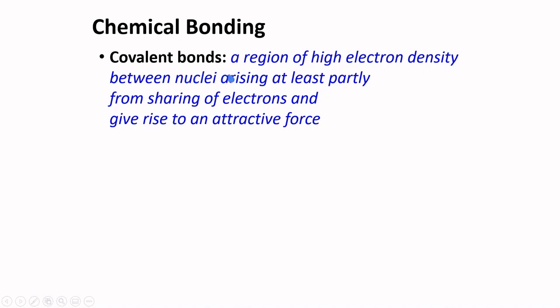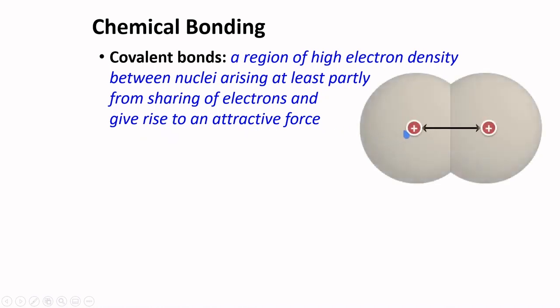Covalent bonds are a region of high electron density between nuclei arising at least partly from sharing of electrons and give rise to an attractive force. The positively charged nuclei of the atoms tend to repel each other. The electrons tend to repel each other as well, but their mutual attraction, the positive and the negative charges, and the right balance of attractive and repulsive forces will be able to create a net attractive force to form the covalent bond.